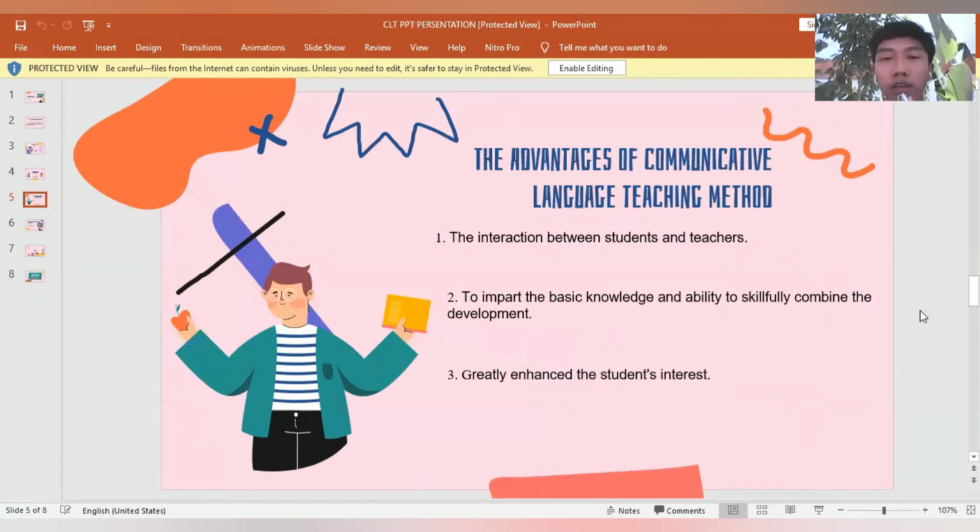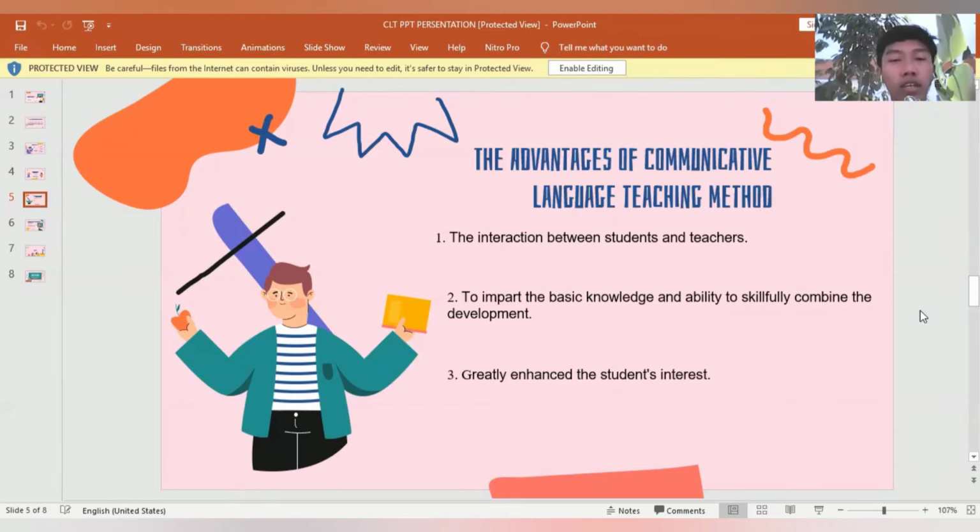Okay, in this section, we talk about the advantages of CLT. The first one is that interaction between teacher and student runs smoothly. Besides that, students can also be more open to their teachers because there is no awkward feeling between teacher and student. The second is to impart basic knowledge and the ability to skillfully combine development. Thus, students are able to express what they understand for a long time.